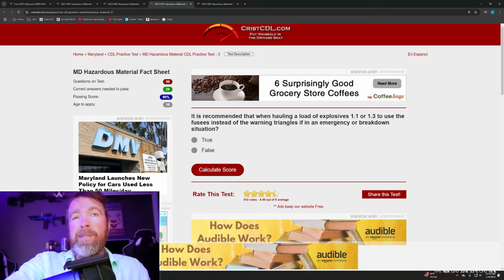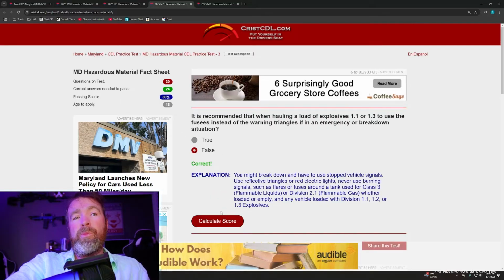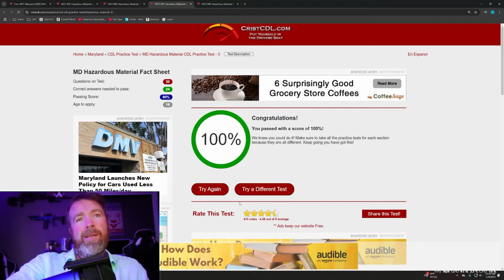It is recommended that when hauling a load of 1.1 or 1.3 you use fuses instead of warning triangles in an emergency breakdown situation. That is false. Calculate score. 100%. Again, you're fabulous. Let's just get number 4 out of the way.